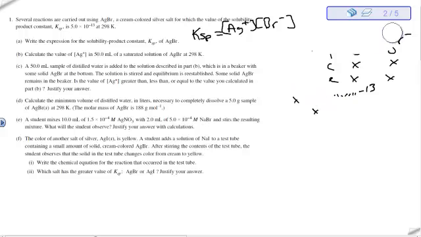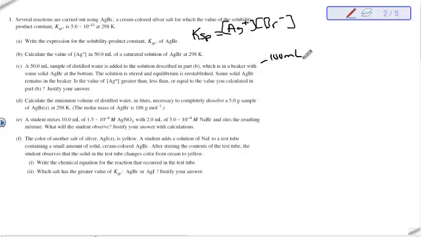Going on to part C, you can see that a 50 mL sample of water is added to the solution in part B, so that is enough. That's the clue: we're going to have 100 mL total, just in case we need that. And it says some solid AgBr is at the bottom. The solution is stirred and equilibrium is reestablished. Some solid silver bromide remains in the beaker, meaning that it's again reached equilibrium, it's saturated.